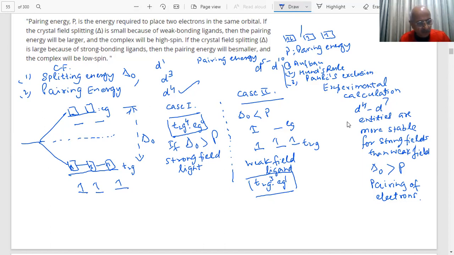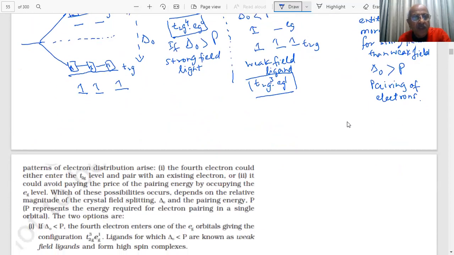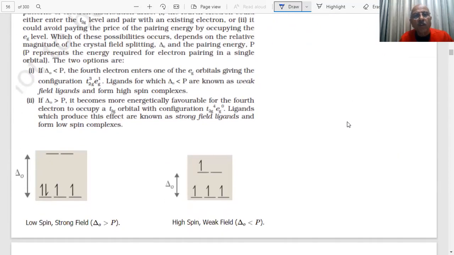So this is the important point, students, and we can also calculate the crystal field splitting energy. How do we calculate the crystal field splitting energy in such cases? So this is the same thing we told you just now. What we are saying, if delta O is less than P, the fourth electron enters the EG orbital, giving configuration T2G3 EG1, right? For weak field. Here you have seen this is a strong field. The delta O is large, students. The pairing takes place.